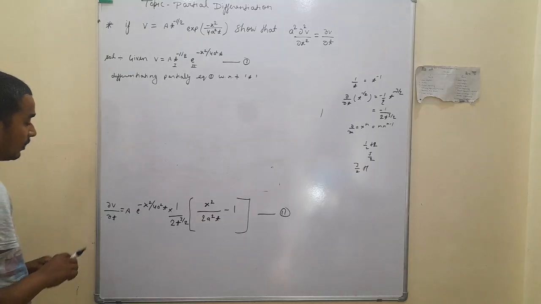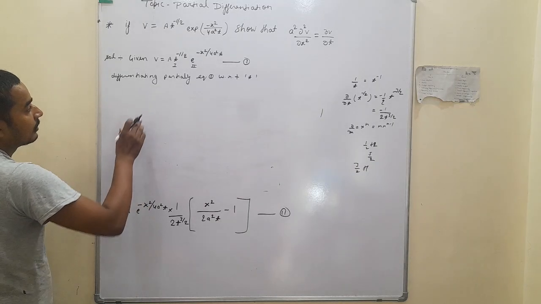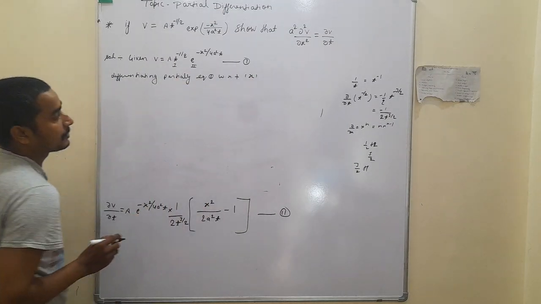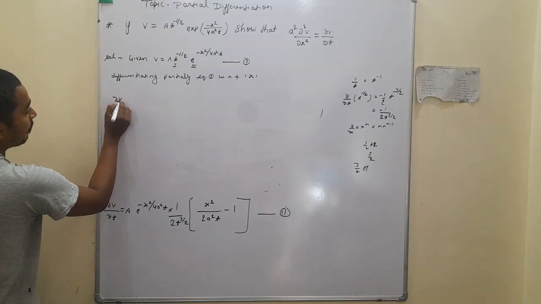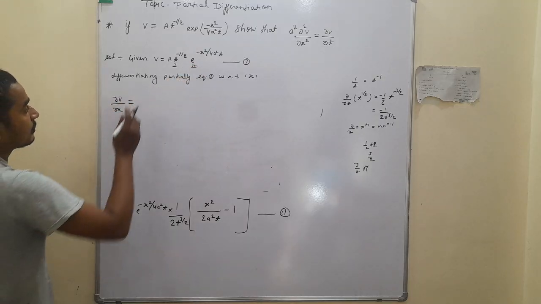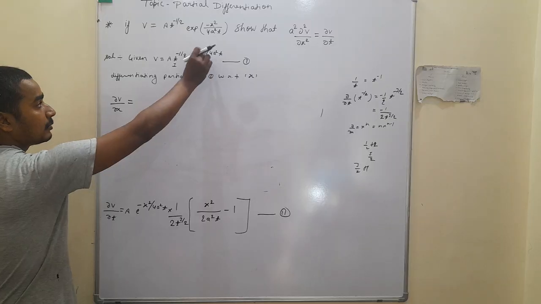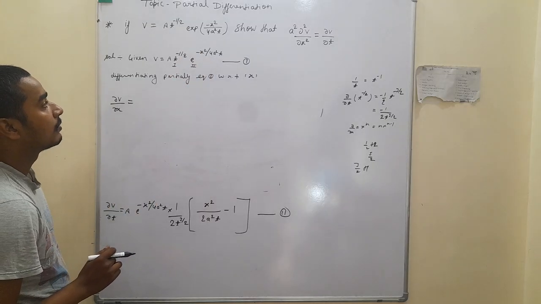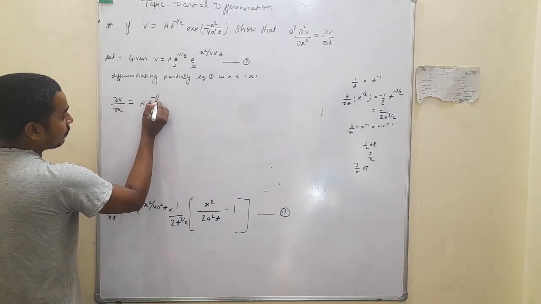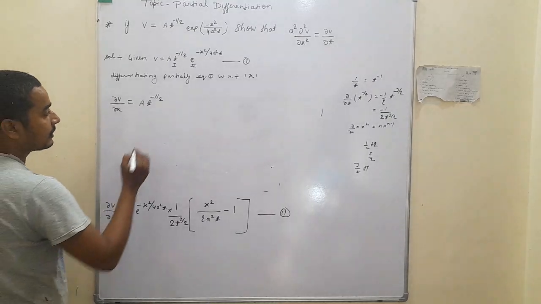We have to find del v upon del t. Further, equation 1, partially differentiating with respect to x and treating t as a constant, we get del v upon del x. This gives a into t to the power of minus 1 by 2 taking constant, only the function of x is e to the power of minus x square upon 4a square t. This gives a into t to the power of minus 1 by 2 and e to the power of minus x square upon 4a square t, differentiating with respect to x.